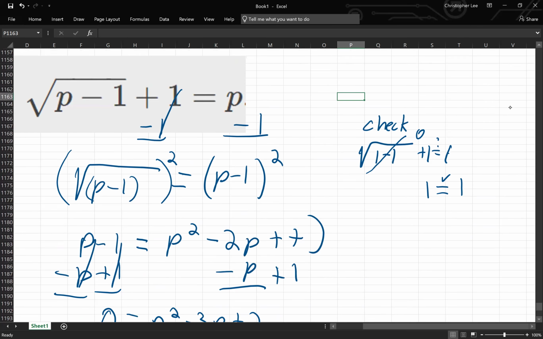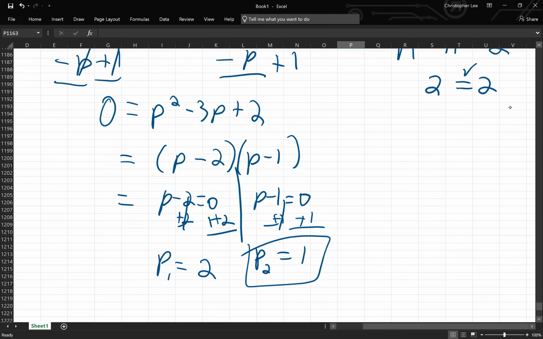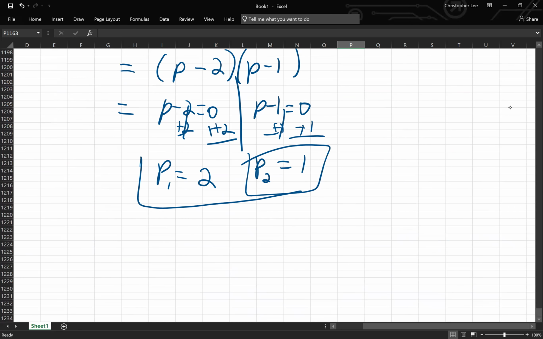But is 2 an answer? So I have square root 2 minus 1 plus 1 allegedly is going to be equal to 2. This becomes square root 1 plus 1, which might be 2. And in fact, 2 does equal 2. So that's actually an answer. Right? So moral of the story, you have an equation, you isolate the variable, the largest radical, and then you square both sides to get rid of it, and then you're good to go. You just solve for the variable in question, and that's it.